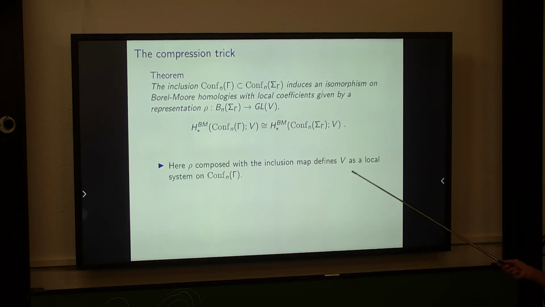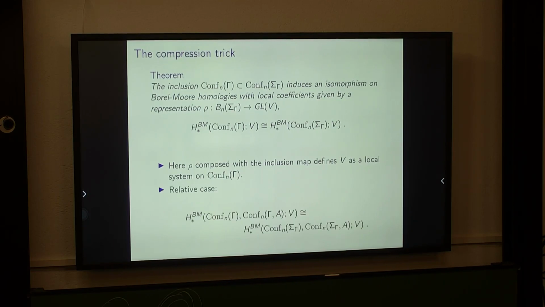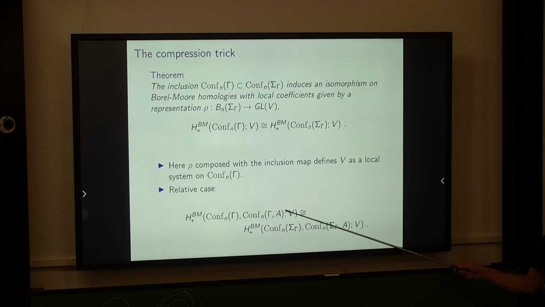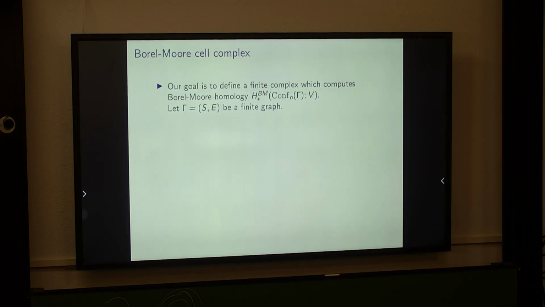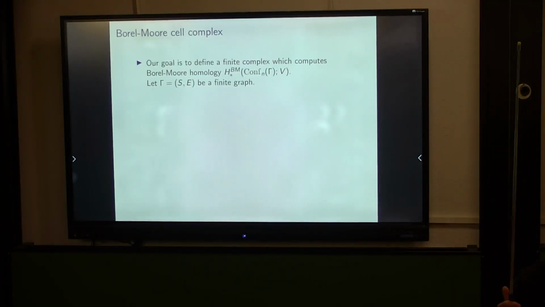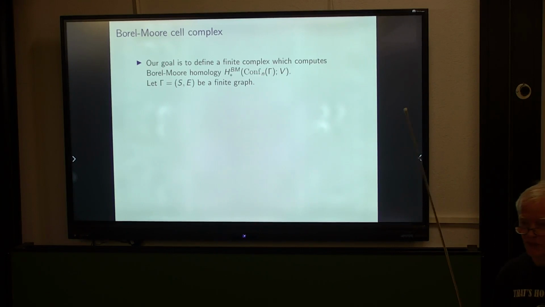Rho composed with the inclusion map defines the local system on the graph configuration. And there is also a relative case, where you take Borel-Moore configuration relative to part of the boundary. And you also get this. So now we know that we are reducing computation of Heisenberg homology of surfaces to combinatorics of the graph. What about the combinatorics of this graph?